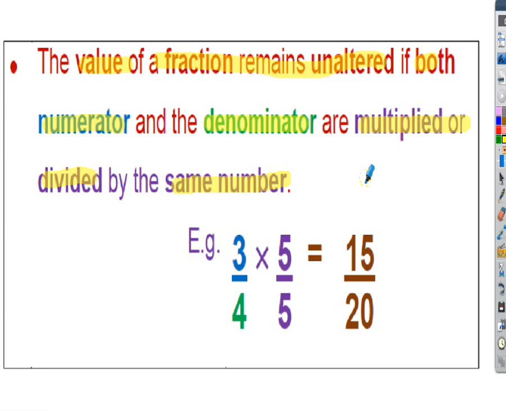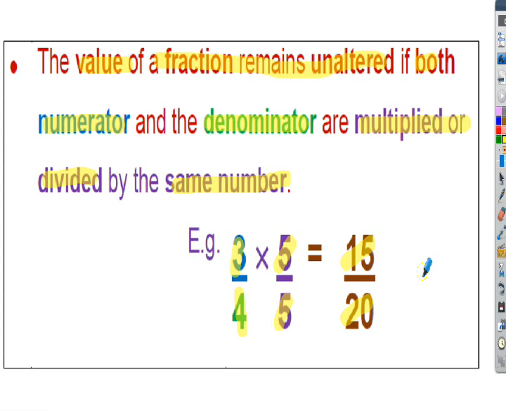So consider multiplication here. If we're given a fraction 3 upon 4 and we multiply the numerator by 5 and we multiply the denominator by 5, then calculating we get 3 times 5 is 15 over 4 times 5 is 20. So we haven't affected the overall value of the fraction, we still have 3 quarters, but now we have it written as 15 over 20.